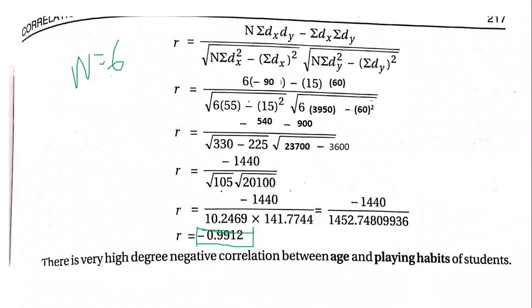Now, tell me, is this a positive correlation or a negative correlation? Quickly. Is minus 0.9912 positive or negative correlation? I want everybody to answer. Quickly type in the chat box.